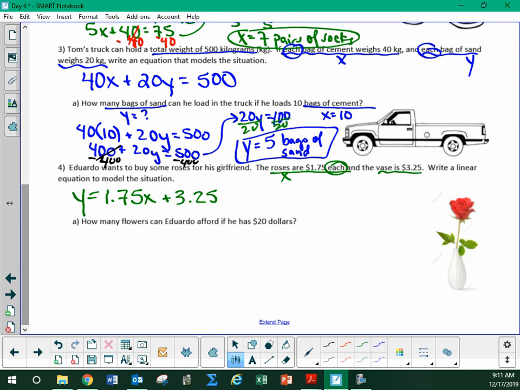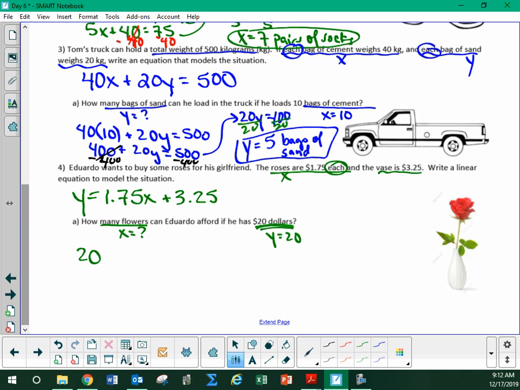And then it says, how many flowers can Eduardo afford if he has $20? How am I supposed to spend $20 on this? All right. So it says if he has $20. What does flowers represent? X. So we're trying to find out how many of those. So then what's the $20 represent? Y. It's $1.75 for each flower plus the vase. That's how much you're going to spend in total. So we have y is 20. Okay, so we're just going to plug it in.